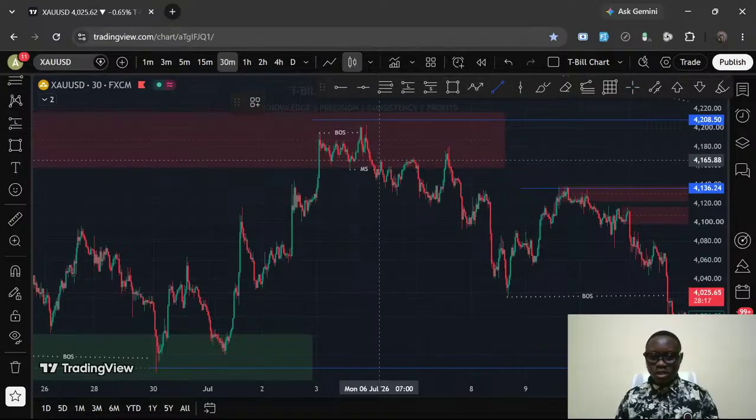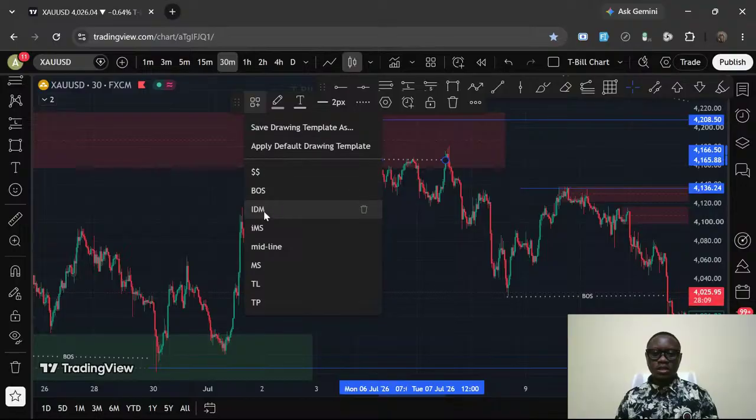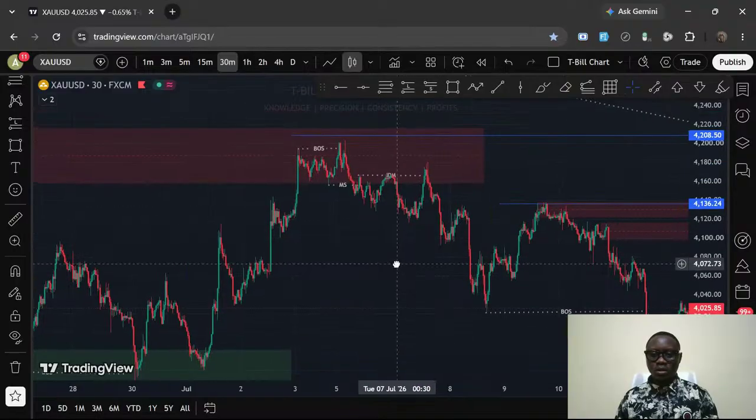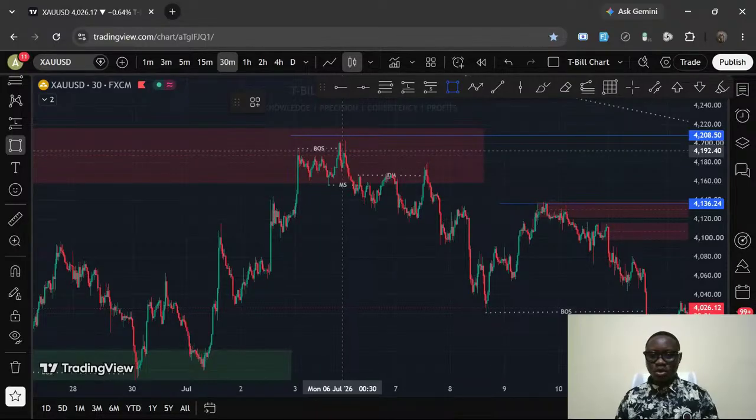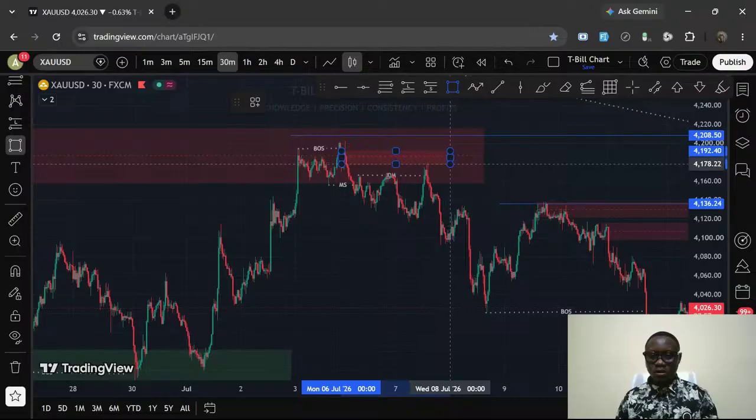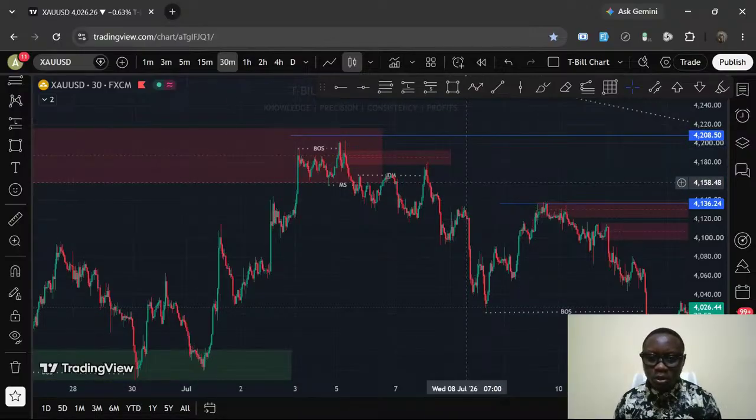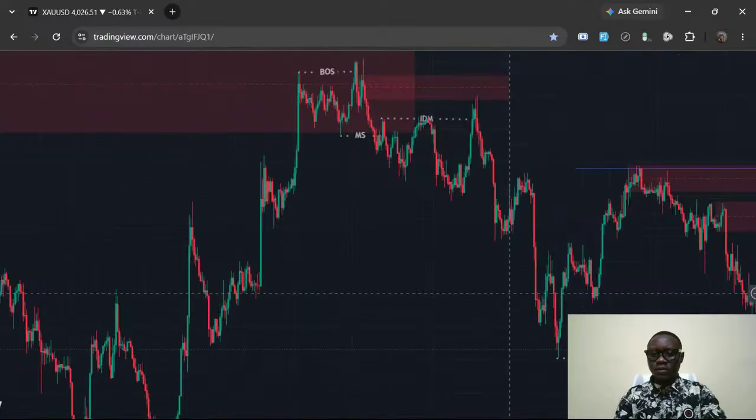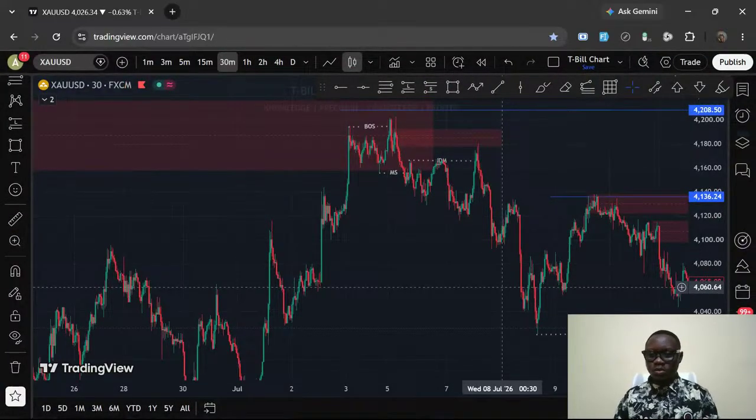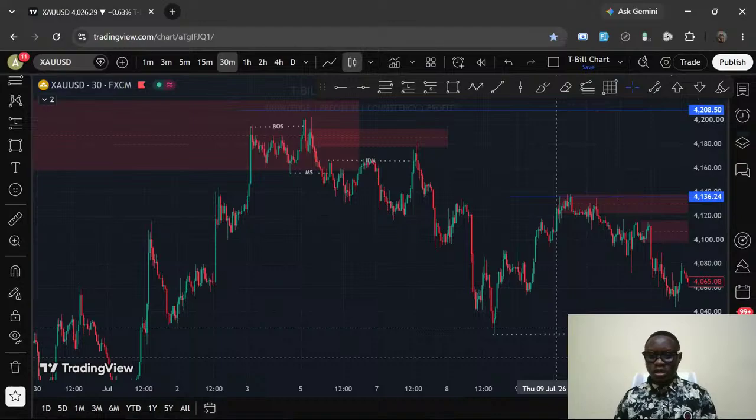And clearly, this is our engagement. This is our engagement. This is our engagement IDM. And price tapped into the order block right here. Okay. Yeah, price tapped into this order block right here. And ever since, price has been selling to the downside.